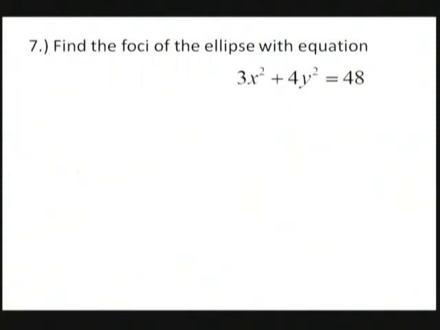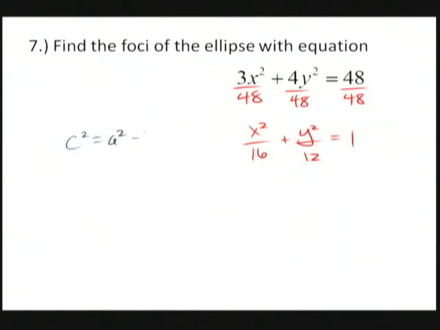Number 7, let's find the foci of this ellipse. Well, in order to find the foci, we need to be in standard form. And in order to get standard form, I'm going to have to divide by 48. So I've got x squared over 16 plus y squared over 12 is equal to 1. All right, now that I've got my ellipse in standard form, I can use this formula. c squared is a squared minus b squared. So when I substitute in, I've got c squared is 16 minus 12. So c squared is 4.